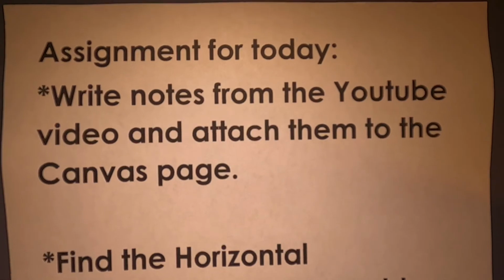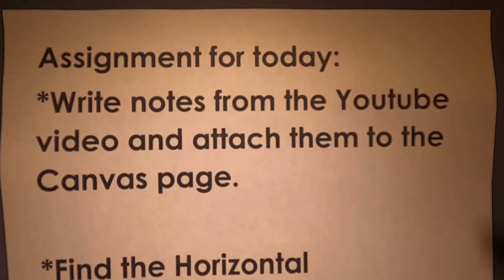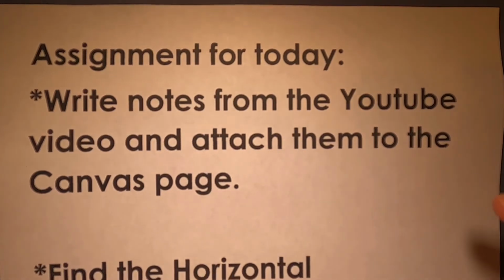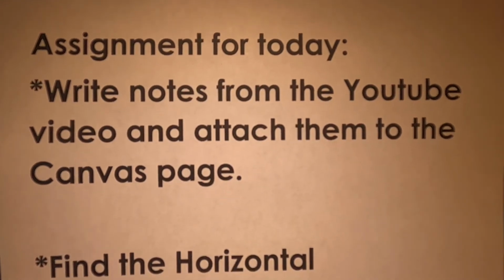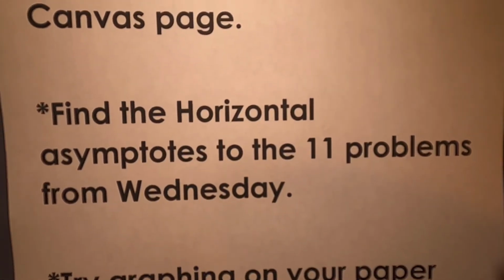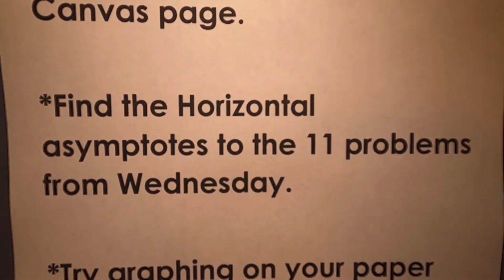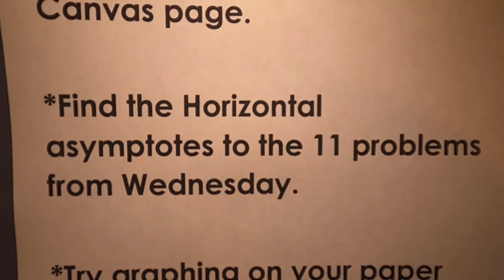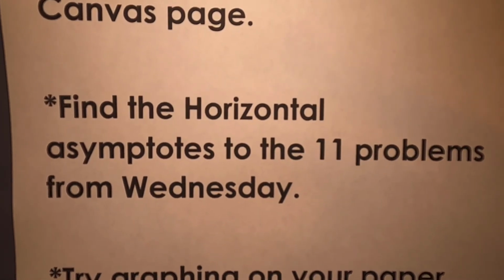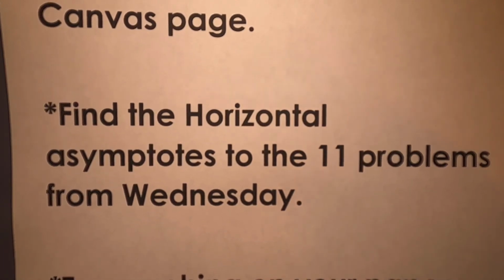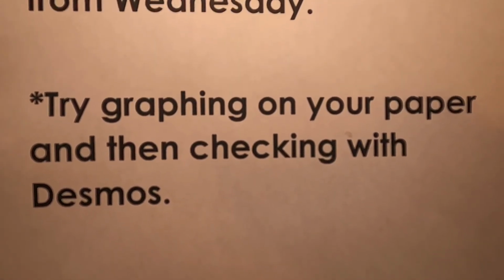Just to go back as a reminder of what you're supposed to do today, you should have written notes from this YouTube video about horizontal asymptotes. Now go back to those 11 problems from Wednesday and try to find the horizontal asymptotes. Also, after doing that, I would love for you to graph the x-intercepts, the y-intercepts, the vertical asymptotes, and the horizontal asymptotes now that you found them. And then potentially, if you can, go to Desmos, put the equations into Desmos and see if you can kind of make it all make sense.